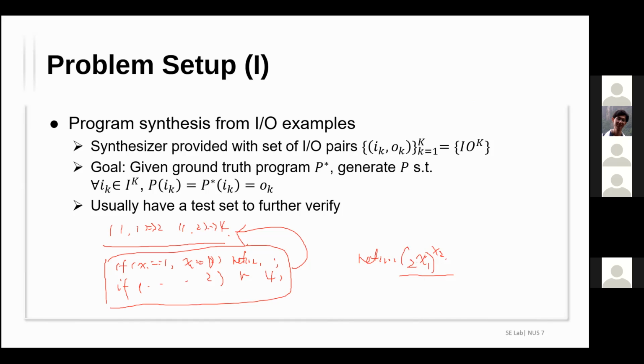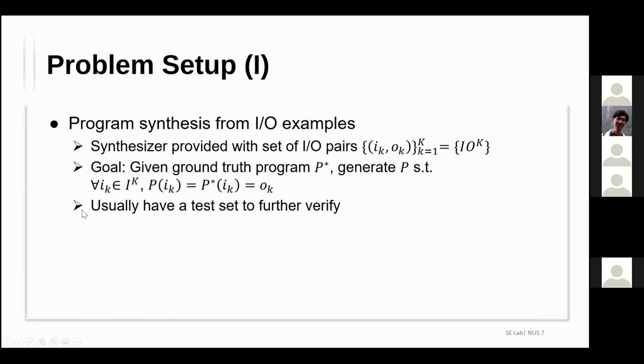So anyway, we still need a ground truth P star to derive a set of inputs and outputs, and to see whether the newly generated P can always satisfy the inputs and outputs generated by P star. So this is the general idea, and this is the problem definition. Yeah, correct. So to prevent cases like we mentioned just now from happening, there is normally a test set that we will further verify. It's like a normal machine learning kind of thing. We will have the so-called training set, and then we will have a test set to verify that the program P gets the intended output.